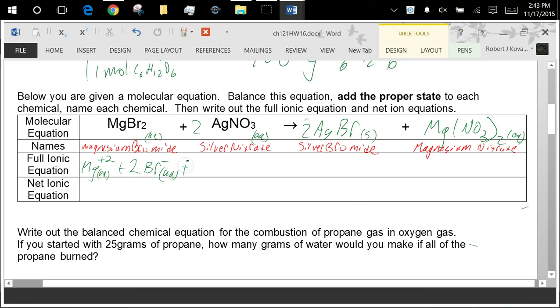Plus, excellent, good start. Plus 2 Ag positive aqueous. We okay with that? I'm not okay with this thing. What is that doing? So where did the 2 silver pluses come from? There are 2 silver nitrates up there for every 1 magnesium bromide, so I need 2 silver ions down there. So then I write a plus, and what comes next? 2 NO3 negative aqueous. We okay with that?